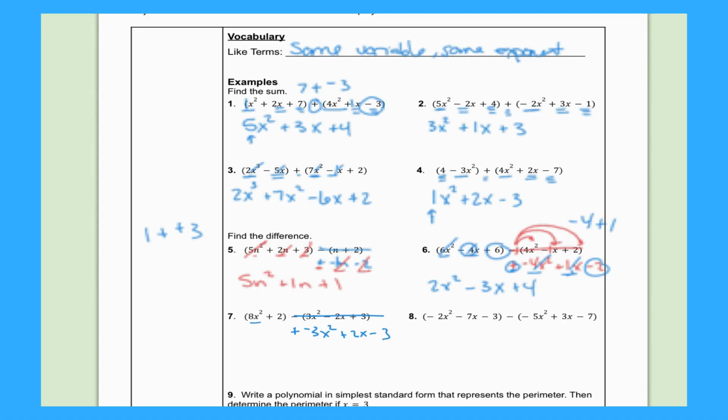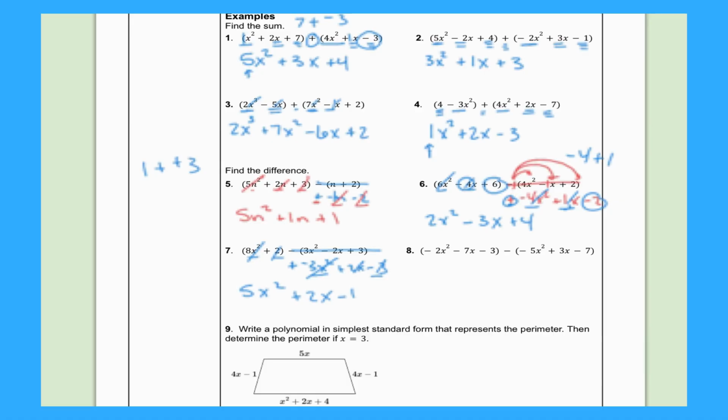I have 8x squared and negative 3x squared, and that's going to be 5x squared. And then the 2x doesn't have a like term, so it's going to stay positive 2x. Then I have a 2 and a negative 3 is negative 1. And then I already used that also, so I used everything, I'm done.